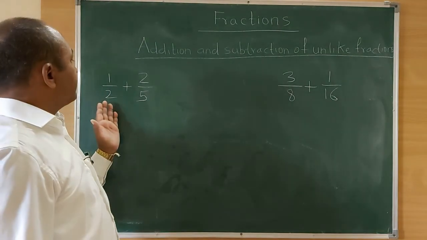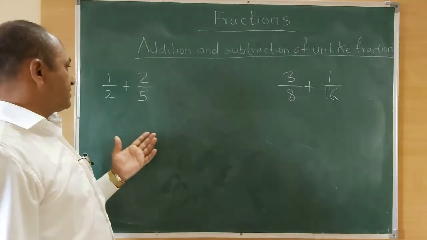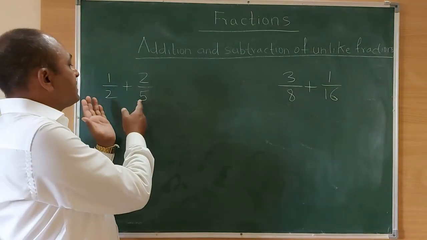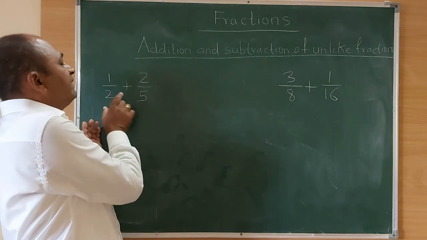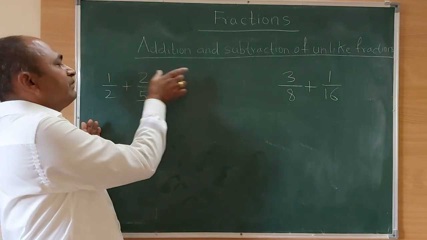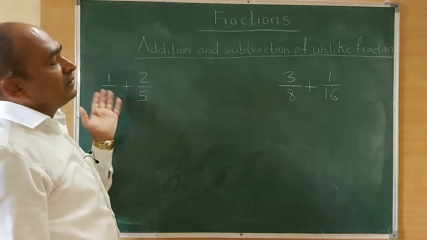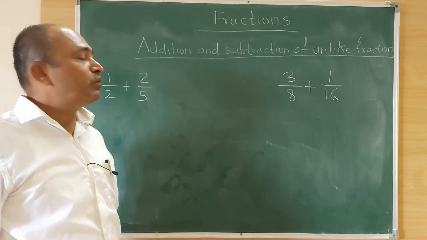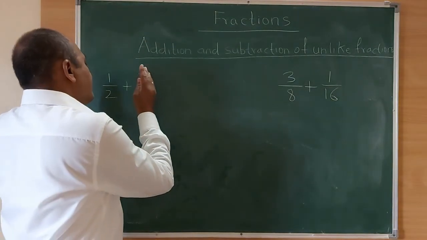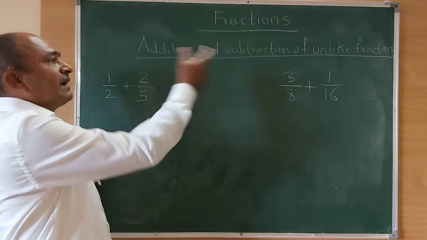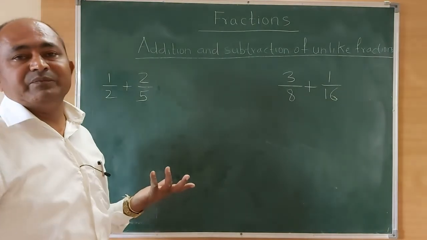We have studied addition and subtraction of like fractions. In case the fractions are like fractions, what do we do? We keep the denominator as it is and we only add the numerators. So here the process is somewhat similar. Somewhat similar means we have to convert these fractions into like fractions first and then add.